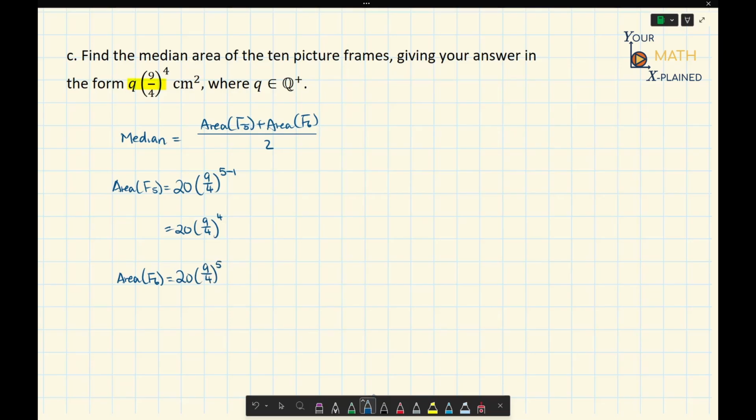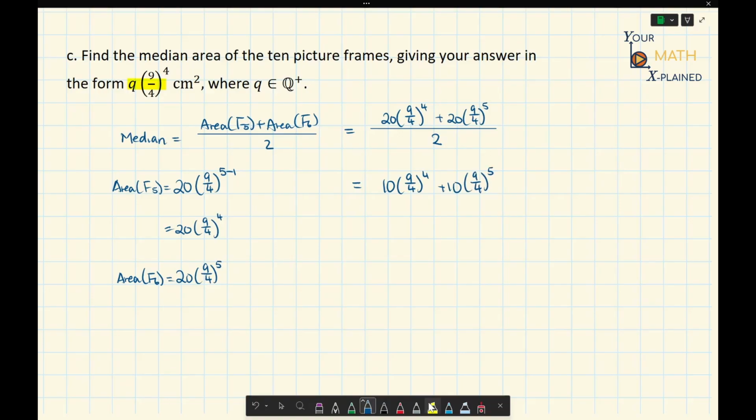So this means the median is going to be 20 times (9/4)^4 plus 20 times (9/4)^5, divided by 2. And this can be simplified to 10 times (9/4)^4 plus 10 times (9/4)^5.